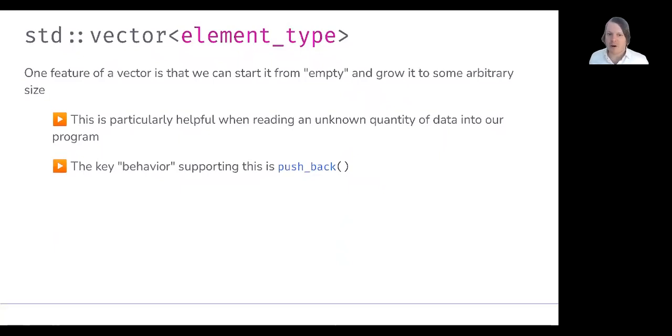So what we're going to see here is that the vector is going to allow us to essentially grow from empty to some sort of size that is able to handle all of the elements that we might wish to put into it, again, bearing memory constraints for our program. So just to reemphasize, this is particularly helpful when reading an unknown quantity of data into our program. The key behavior that's going to allow us to do this is going to be push_back. So we'll be able to ask a vector, hey, vect, push back this value, and it will simply add it or append it to the end of the vector.